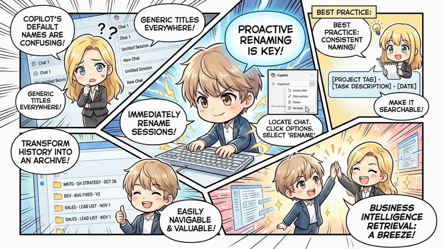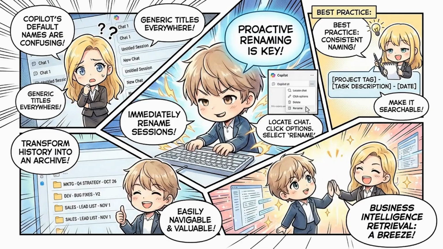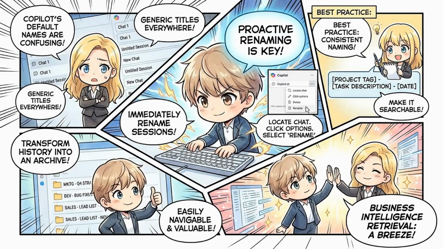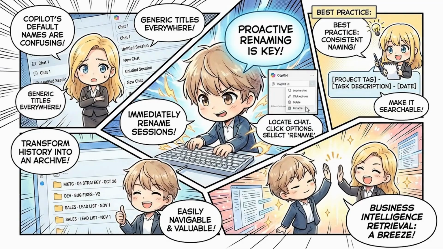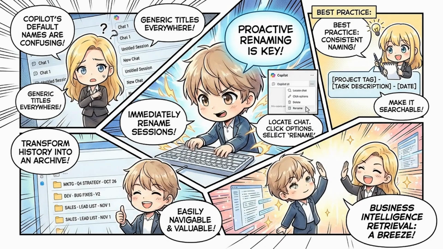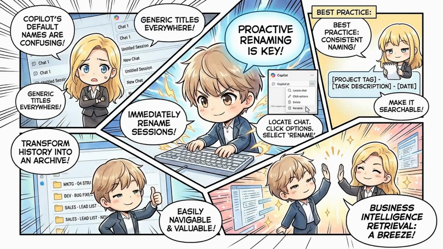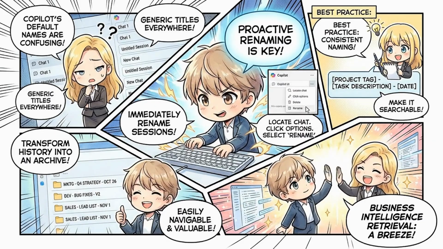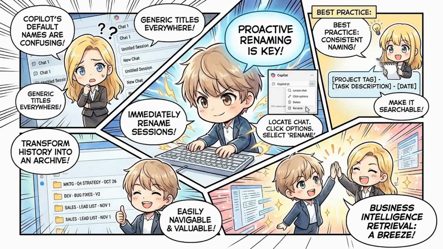A crucial best practice is to adopt a consistent, searchable naming convention across your organization. A strong convention often includes a project tag, a brief description of the task, and occasionally a date or version number. By implementing this, you transform your history pane from a chaotic list of generic titles into an easily navigable archive of valuable business intelligence, making retrieval a breeze.